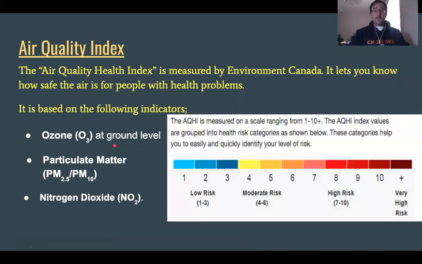So ozone is something you might be familiar with. It's found in the upper atmosphere, and you may have learned about how the ozone layer protects us from the sun's harmful radiation. Well, it's great way up high in the atmosphere, but down at ground level, it's really bad for you. Ozone is a molecule of 3 atoms of oxygen combined together.